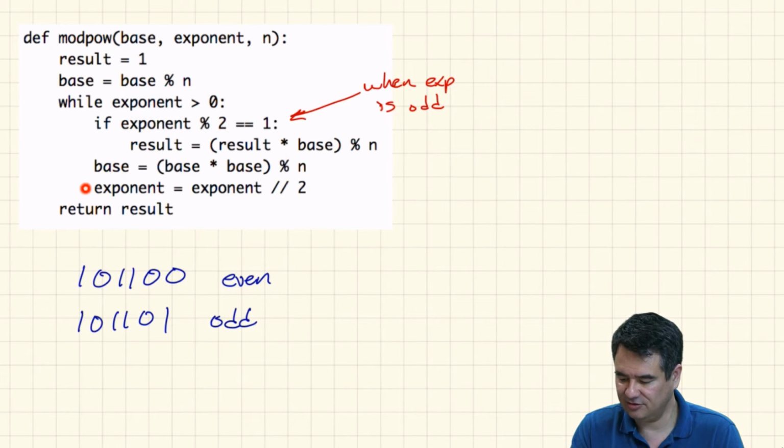You can see there's a line here which takes the exponent and divides it by 2. This is integer division by 2, so you don't end up with a decimal number; you end up with just an integer. And what that has the effect of is basically lopping off the rightmost digit.